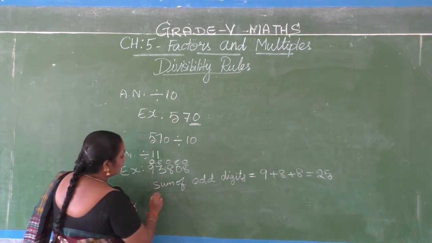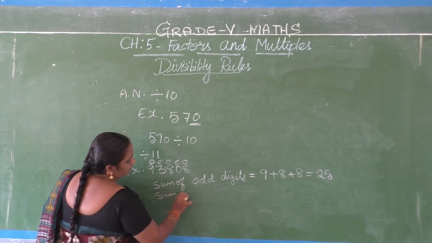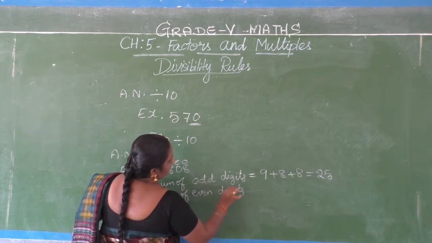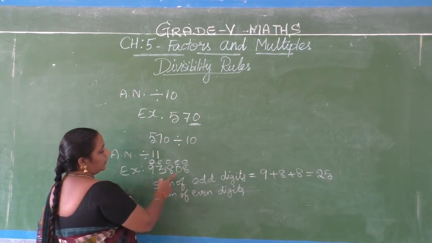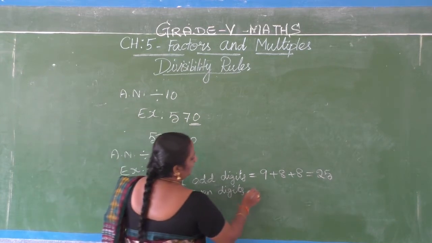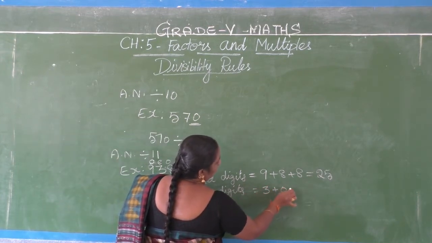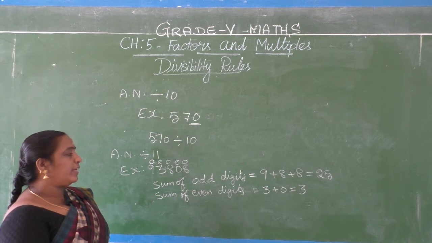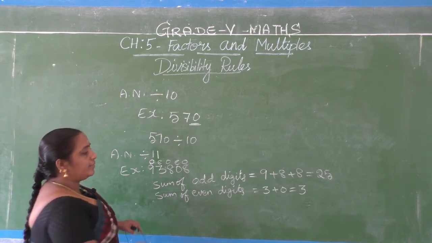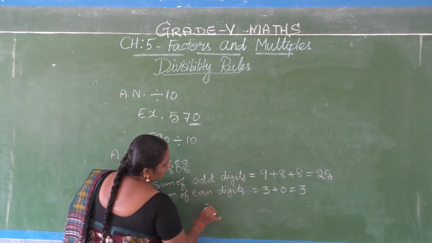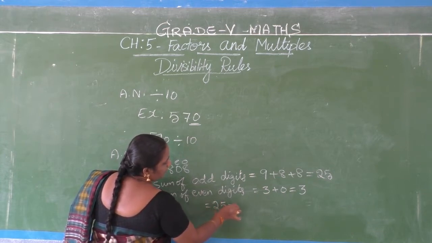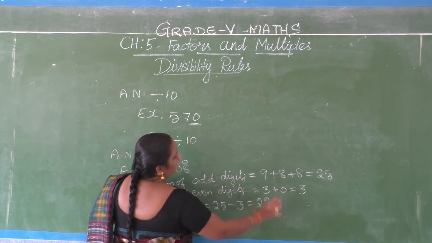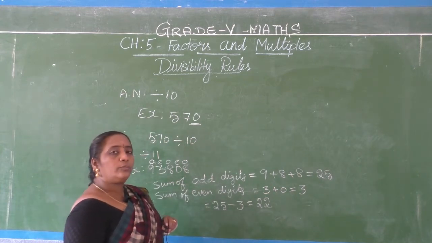Then sum of even digits. What is the sum of even digits? 3, 0. Only two places are there. So 3 plus 0, what will come? 3. Now we have to find the difference between the odd digits and even digits. Difference means we are going to subtract. So 25 minus 3, what will come? 22.